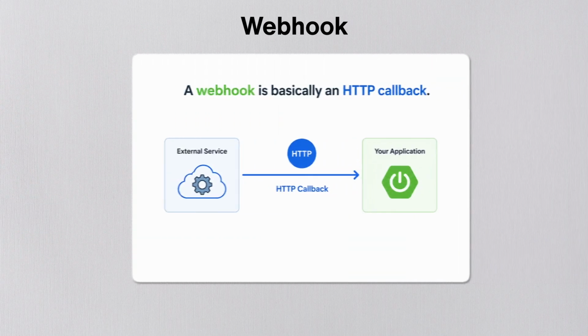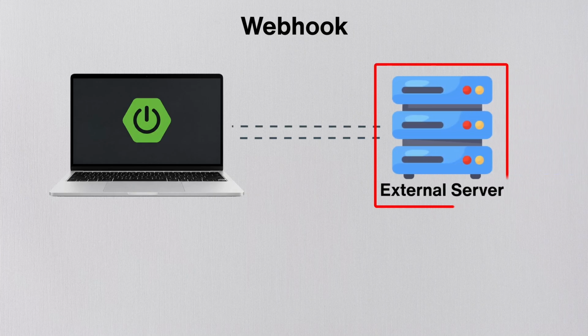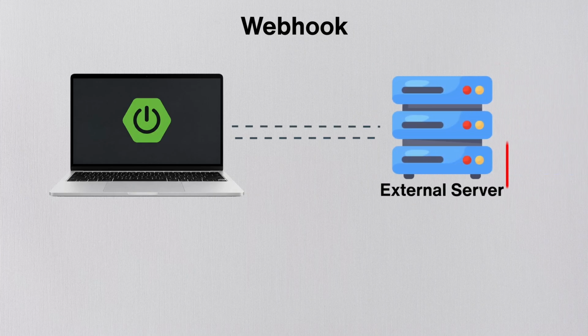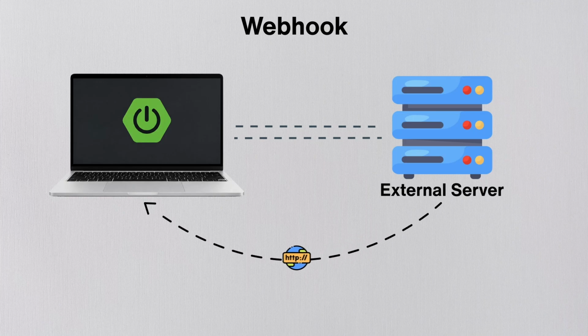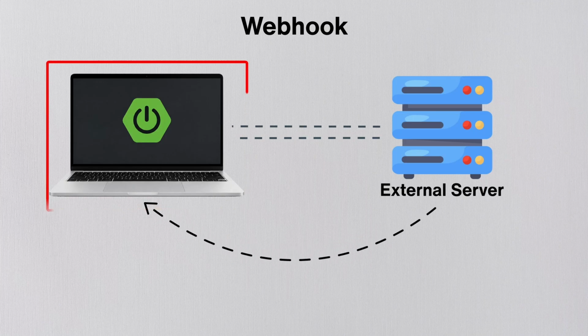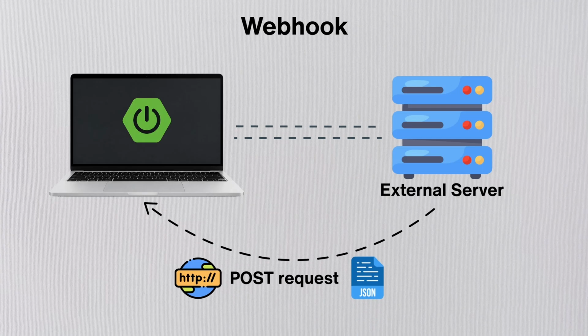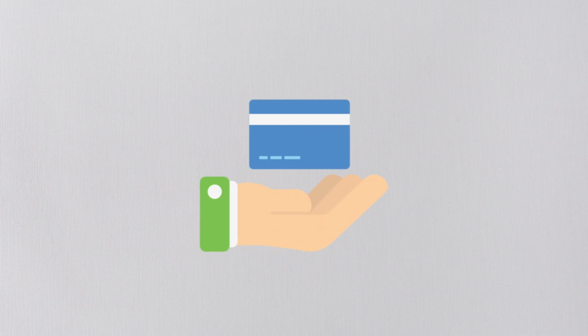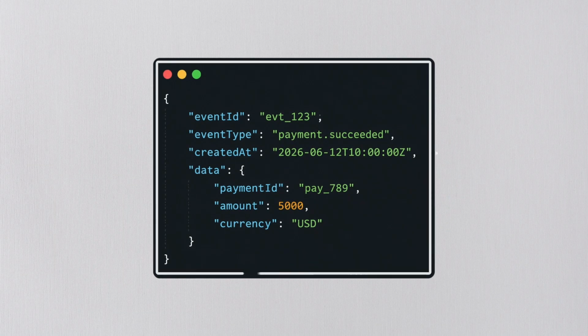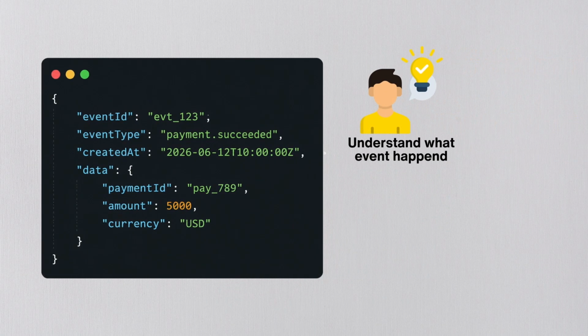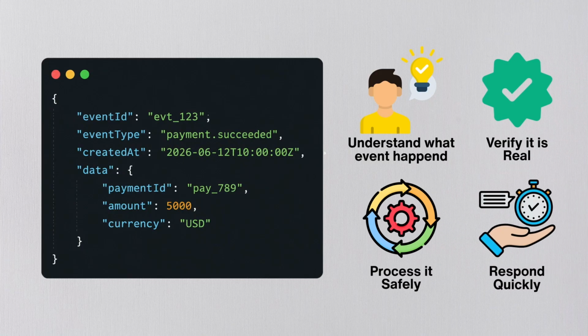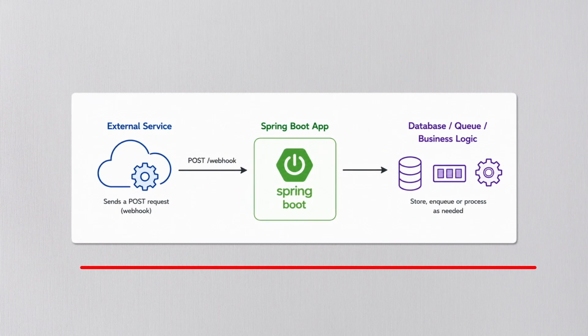A webhook is basically an HTTP callback. Instead of your application repeatedly calling another API to check for updates, the external service sends an HTTP request to your application when an event happens. Usually the request is a POST request containing a JSON payload. For example, a payment provider might send something like this. Your job is to receive this payload, understand what event happened, verify it is real or not, process it safely, and respond quickly.